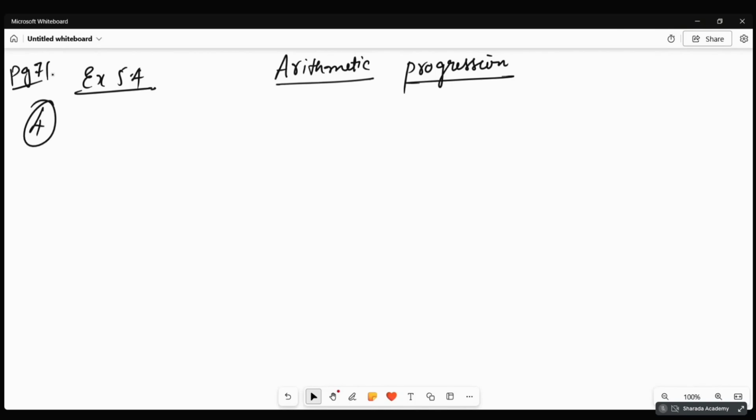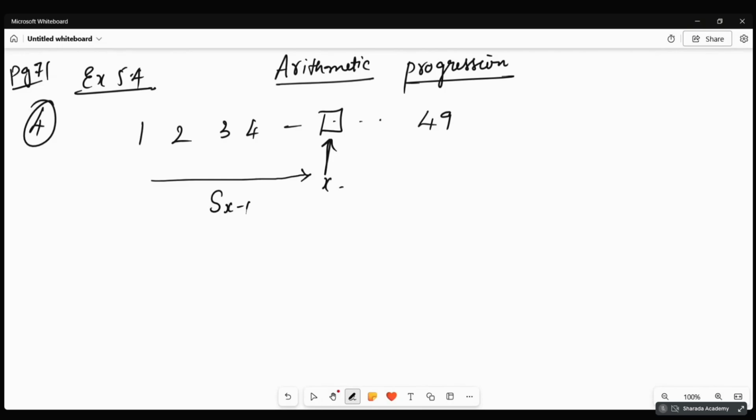The houses of a row are numbered consecutively from 1 to 49. So like 1, 2, 3, 4, it is going until 49. Show that there is a value of x such that the sum of the numbers of the houses preceding the house numbered x, so somewhere here the x term is there. Leaving that, all you will add, that is S(x-1).